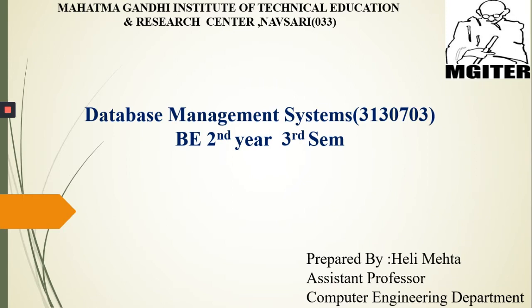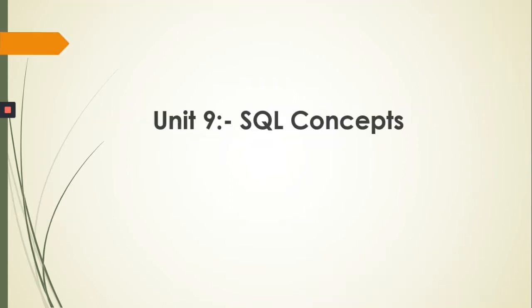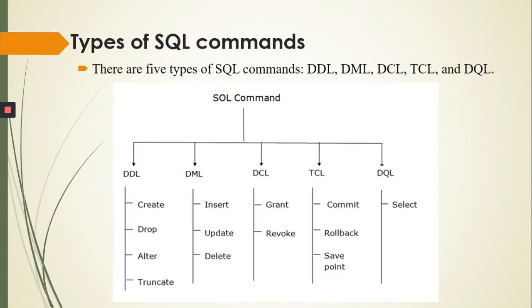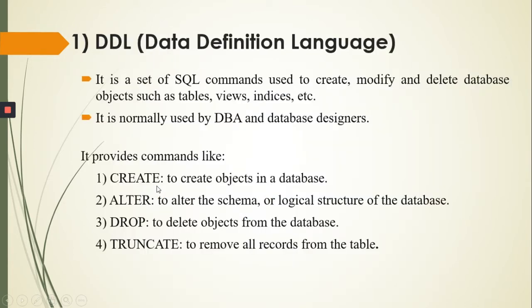Our subject is database management system. Our unit is 9, types of SQL commands. There are 5 types of SQL command: DDL, DML, DCL, TCL and DQL. Today we will see the DDL command. In DDL we have 4 commands: create, drop, alter and truncate. In today's lecture we will see the create command, and in the next lecture we will see the alter command, drop command and truncate command.